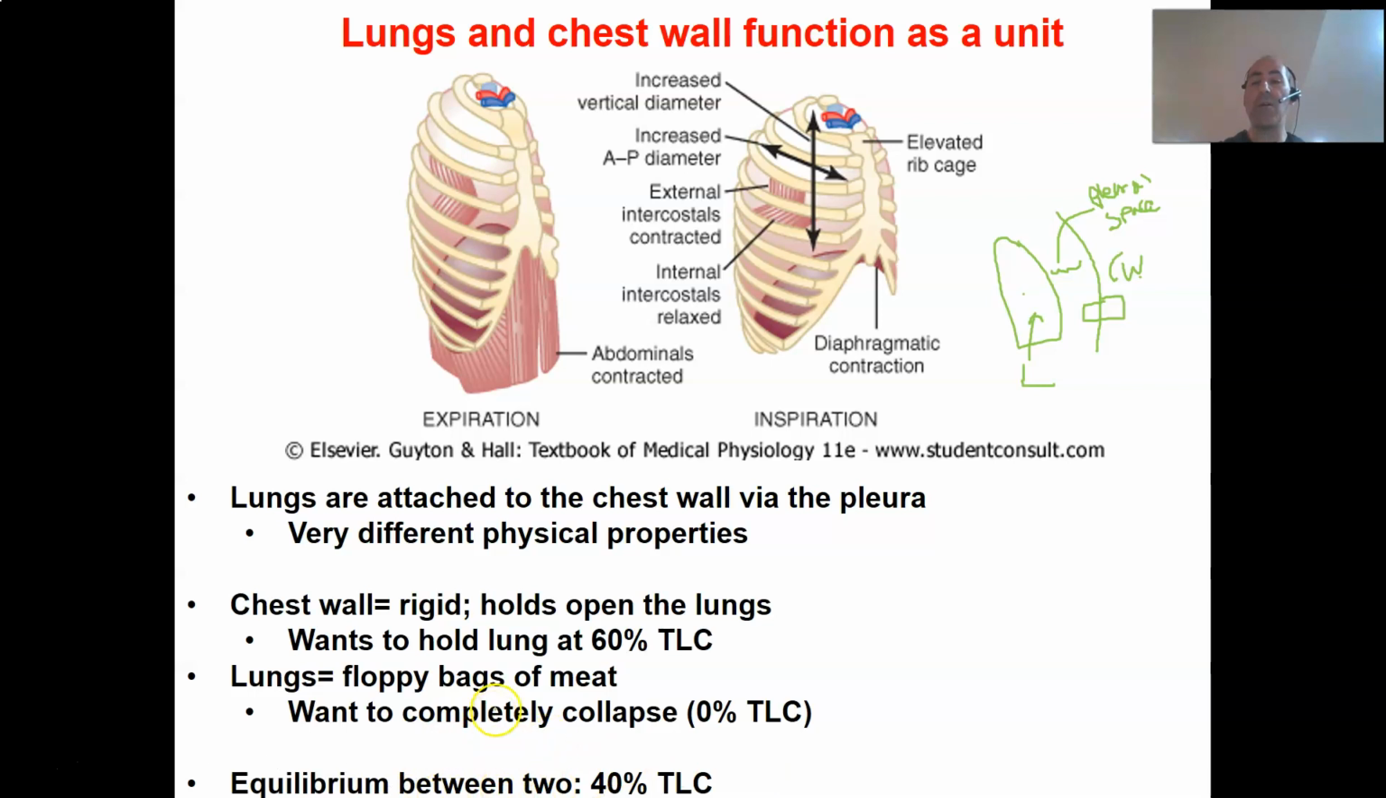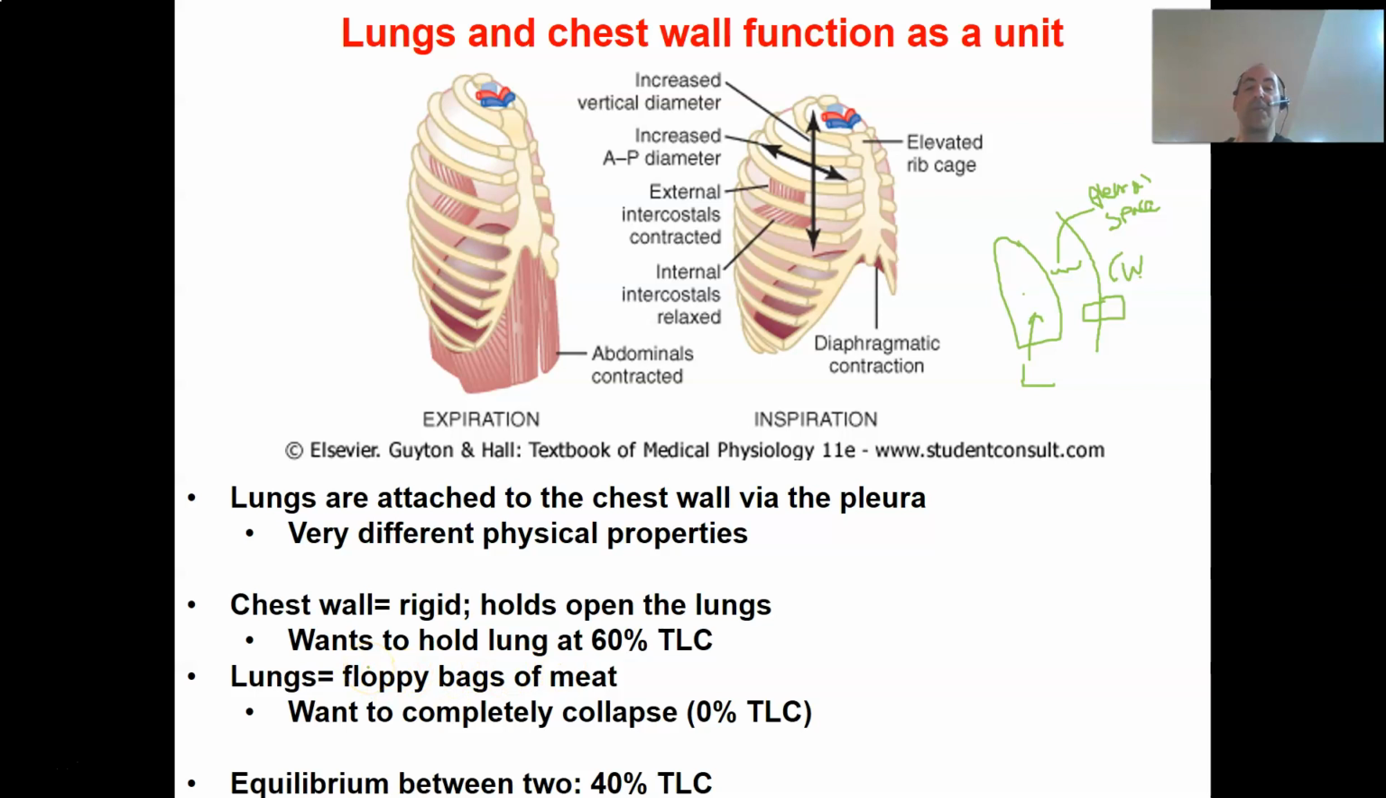So the chest wall is rigid and holds the lungs open. It wants to hold the lungs at 60% of total lung capacity. We're going to go through the basic capacities and volumes. Again, something else you need to memorize. So total lung capacity is the total amount of air that your lungs can hold, and that's set at 100%. And so the chest wall wants to hold the lungs open at about 60% of their capacity.